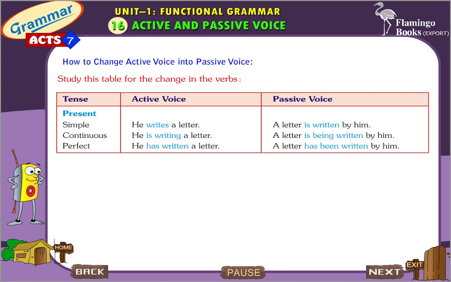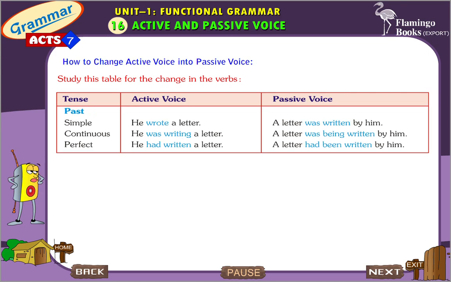Present tense, active voice, passive voice. Simple. He writes a letter. A letter is written by him. Continuous. He is writing a letter. A letter is being written by him. Perfect. He has written a letter. A letter has been written by him.